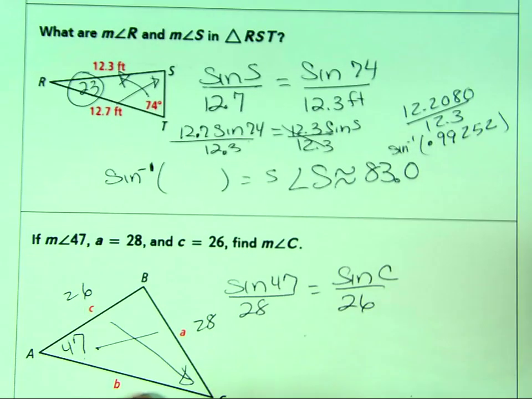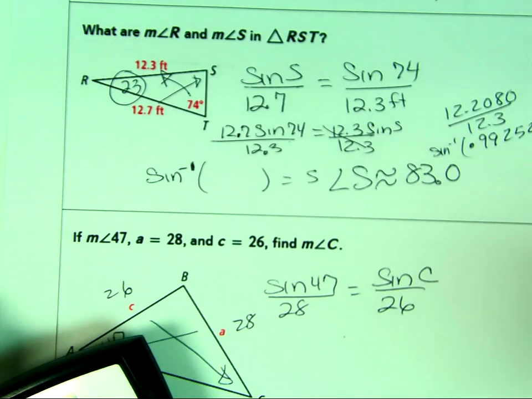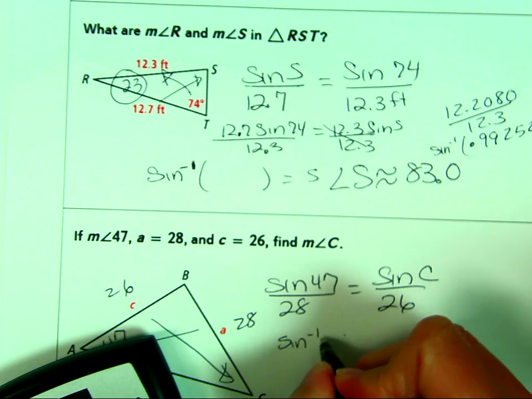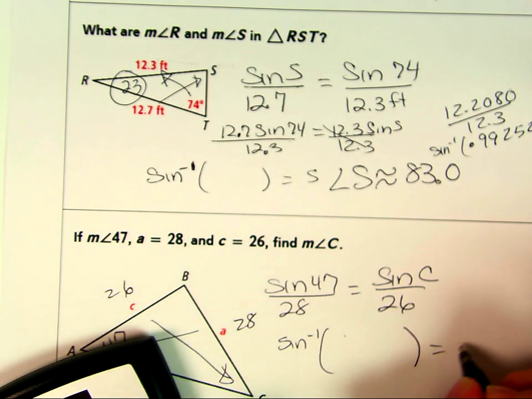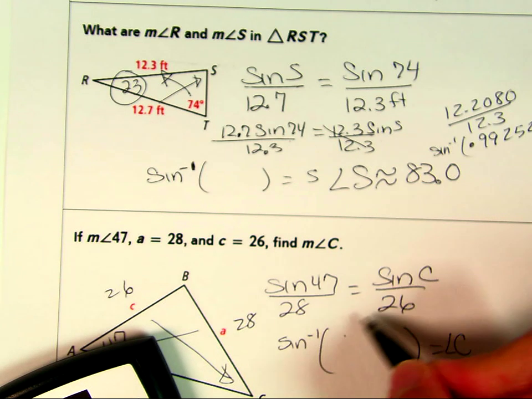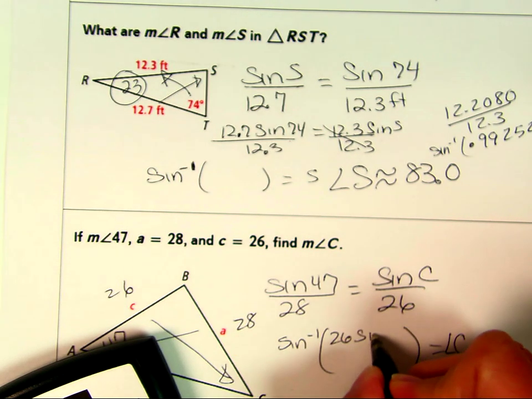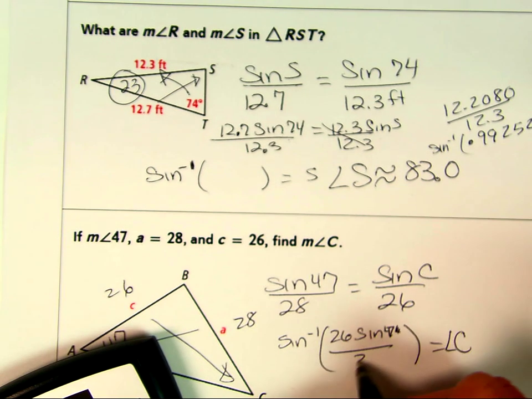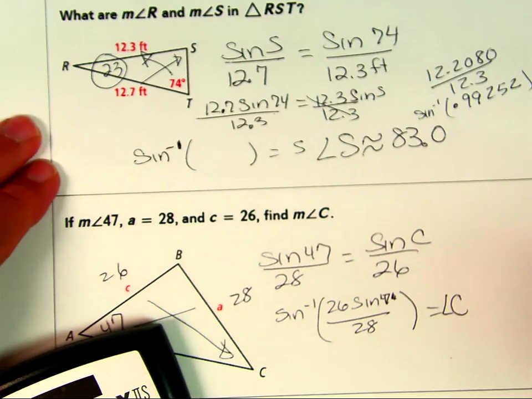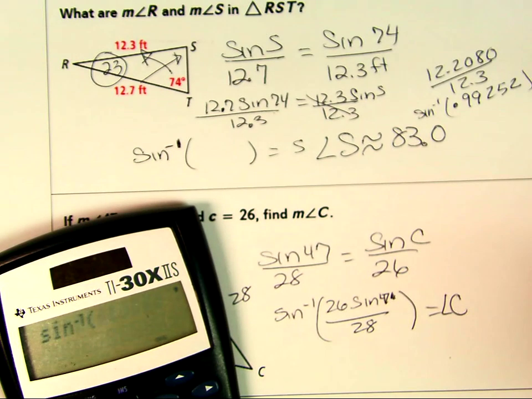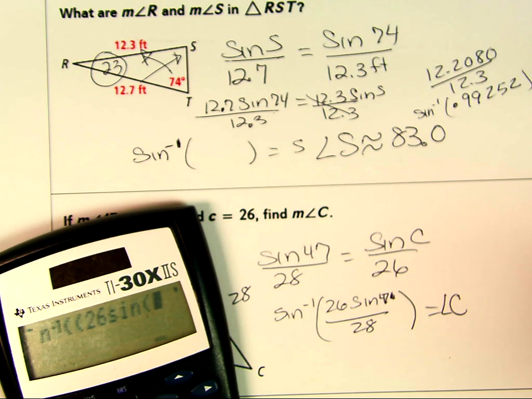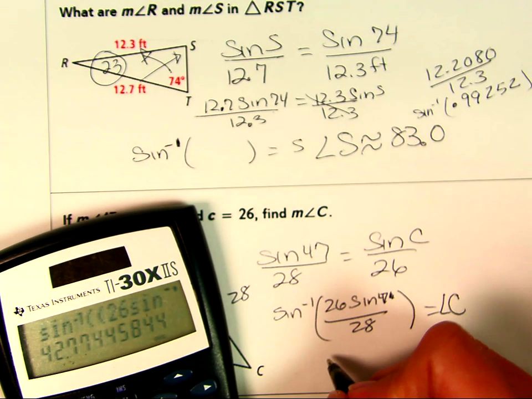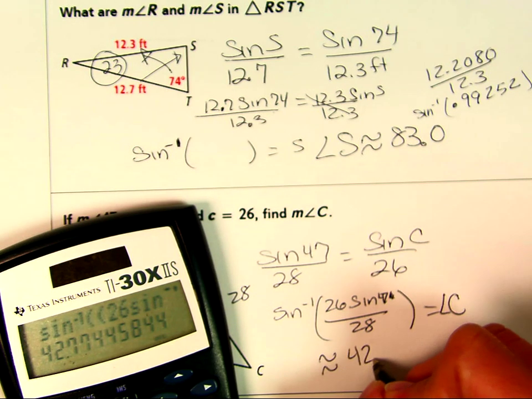So here's our latest problem. In order to find angle C, remember again, I can do the sine inverse of the ratio to get angle C. So the sine inverse would be this, 26 times the sine of 47, not 74, divided by 28. So in my calculator, I can say sine inverse, and then I'm going to use a parenthesis again for the numerator. Sine 47, and the numerator divided by 28. And we get angle C is approximately equal to 42.8.